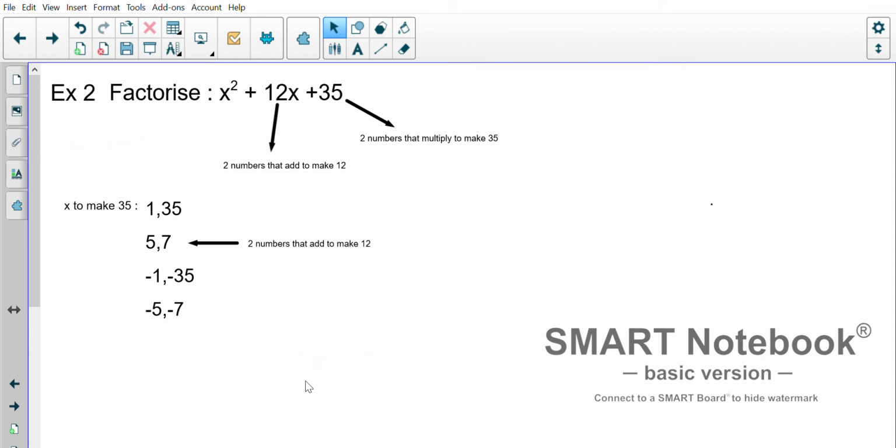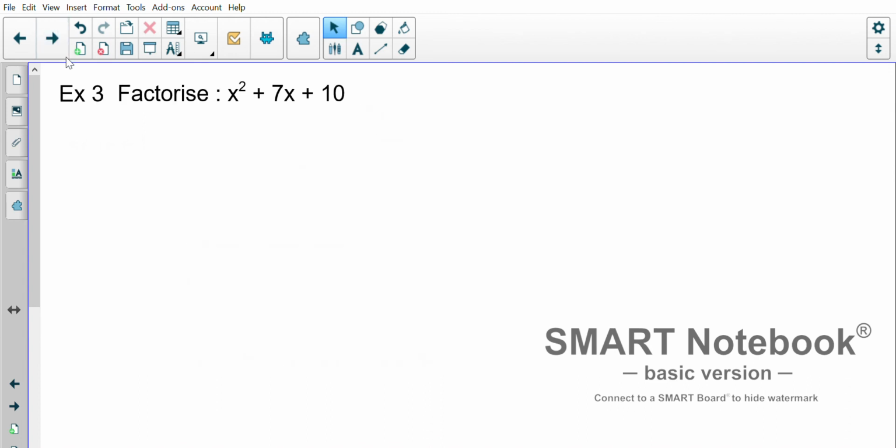So to fully factorise, you're going to take x squared plus 12x plus 35 and put it into two brackets, where it must be plus 5 and plus 7 inside the brackets. So this again has been fully factorised. What I'd like you to do now is try this one: x squared plus 7x plus 10, factorise that. If you want to, pause this video at this point and give it a go.